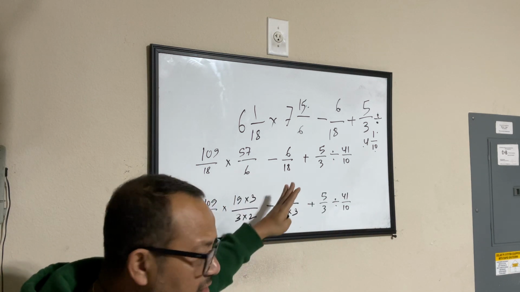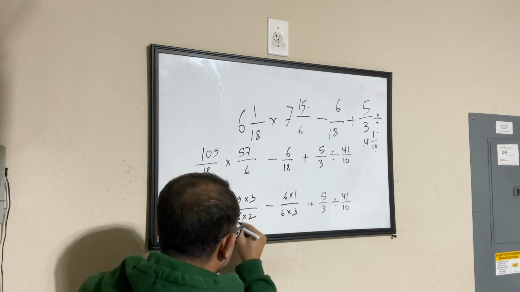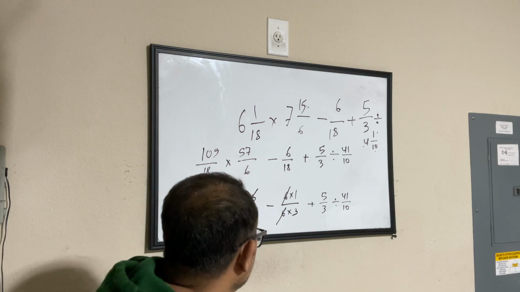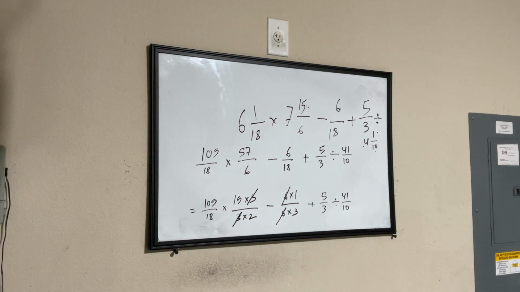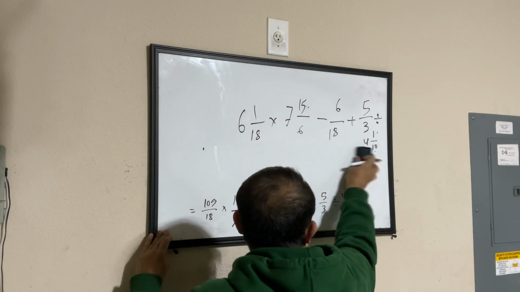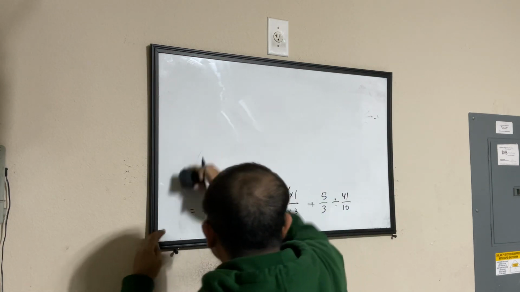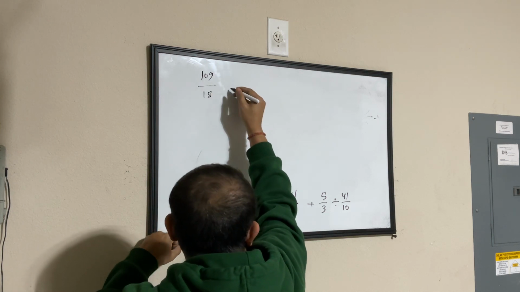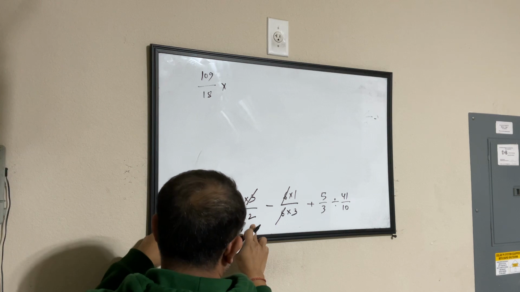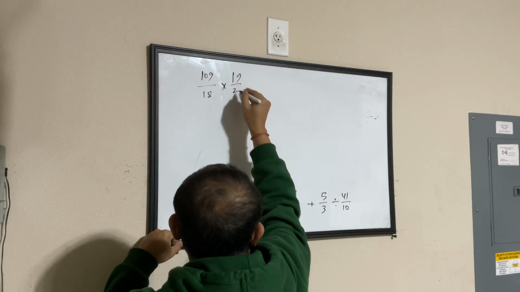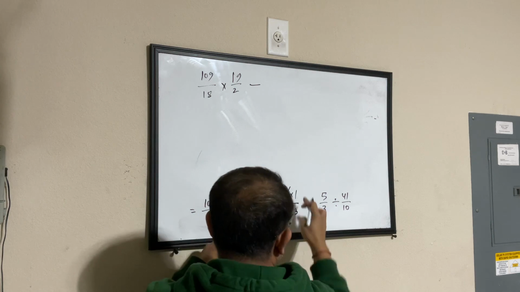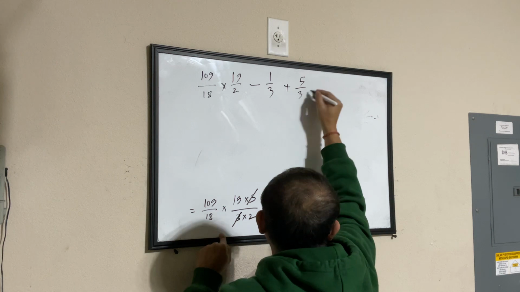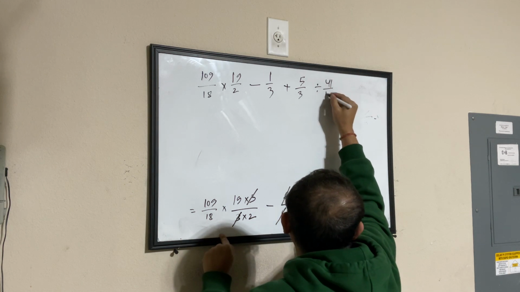Now, what all got simplified for me? This 3 and this 3 I can cancel, done. This 6 and this 6 I can cancel, done. So I have a much more simplified version of the problem I was trying to solve. Let me knock off everything else and create some more real estate that I can deal with. So this becomes 109 by 18 into 19 by 2. Okay, much smaller numbers. Then this became 1 by 3 plus 5 by 3 divided by 41 by 10.